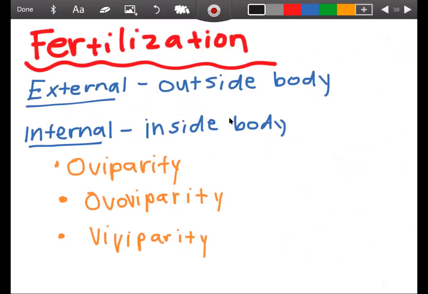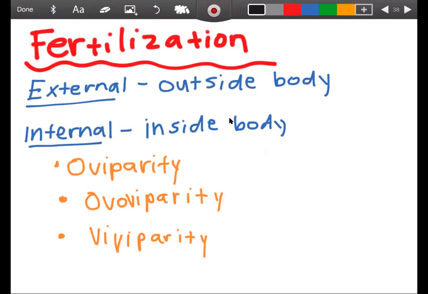So now moving forward with fertilization. Fertilization can happen outside of the body, which is referred to as external fertilization, or fertilization can happen inside the body. So with oviparity, this is actually when animals develop outside of the body. A good example of this would be sea turtles, right? They lay their eggs and the turtles develop within those eggs outside of the body.